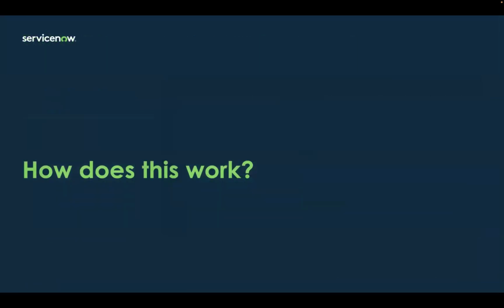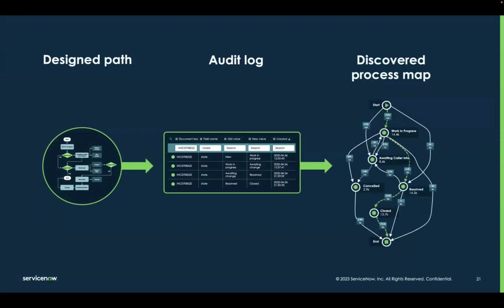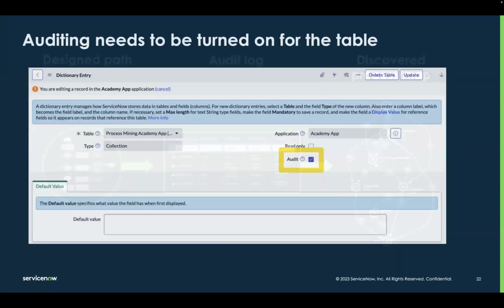All right, so how does this work for custom applications? How does process mining work for custom applications? What are the prereqs? What needs to be done? Well, first and foremost, remember that the basis of all process mining is data, specifically that audit log data about the changes that are taking place on records. So step one is to make sure that auditing is turned on for the table within your application that you want to mine. This is turned on by default for the out-of-the-box applications, but for custom applications, you just want to make sure that you've done this.